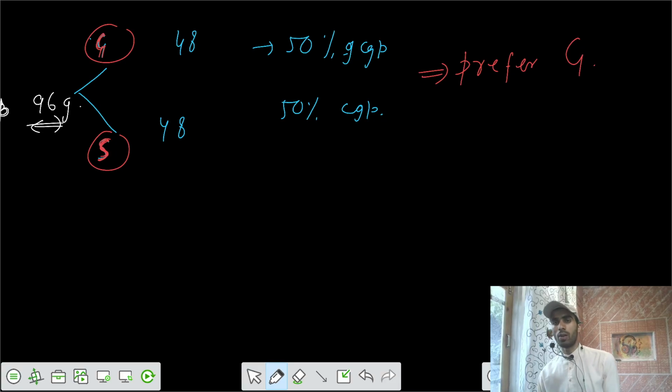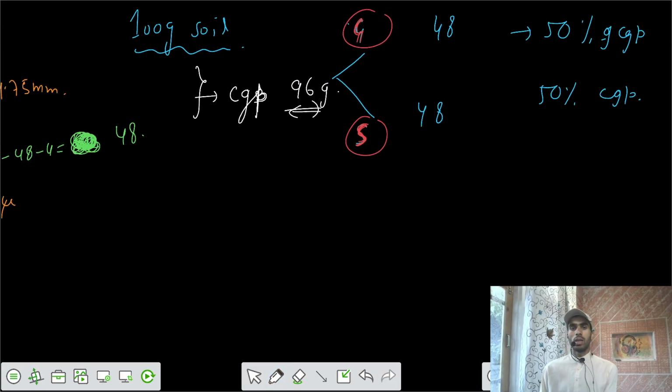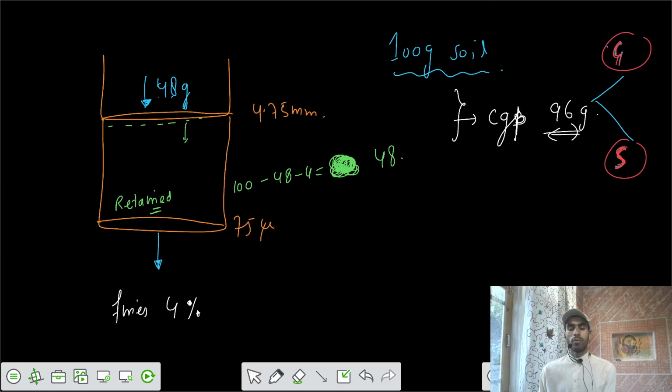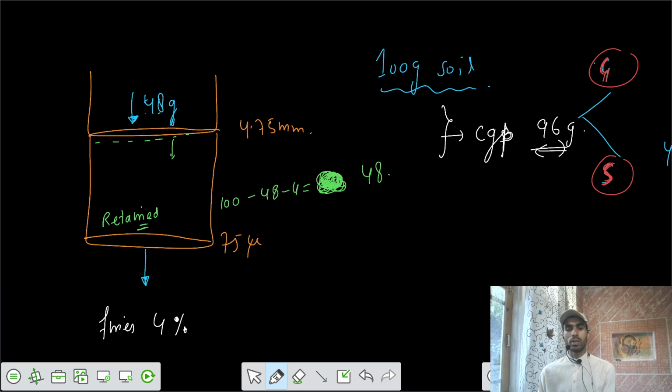You should apply the value of G for your symbol. Now let's say that fines were 4%, and your gravel was 49 grams. That means a total of 49 grams were retained on the 4.75 millimeter sieve.